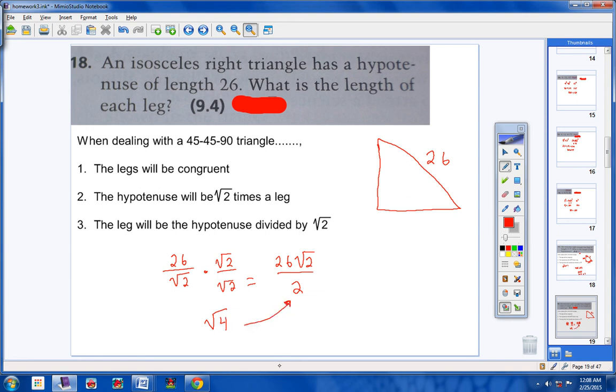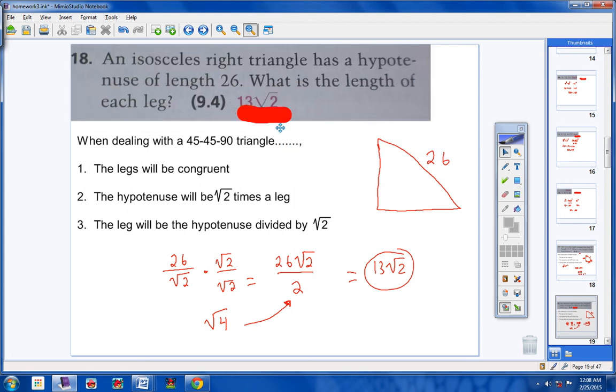Okay? Now, please, students, never reduce an outside number with an inside number, okay? This is an inside number, it's inside the radical. This is an outside number, it's outside the radical. However, you can definitely reduce outside numbers with outside numbers, okay? So, 2 goes into 26 13 times, so your final answer would be 13 square root of 2 over 1. And you do not have to put the 1 if you don't want to. And so there is your answer, okay? And so, there we go. 13 square root of 2.